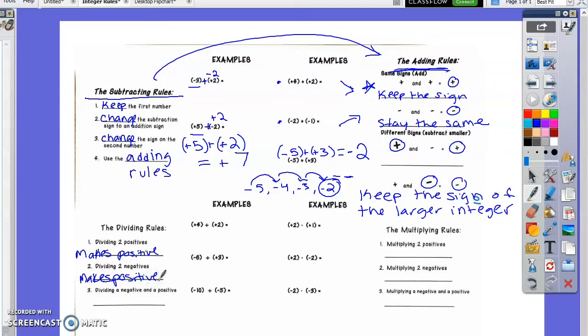Lastly, we have rule 3, dividing a negative and a positive number. So if you have a negative divided by a positive, or you have a positive divided by a negative, this is going to result in a negative number.